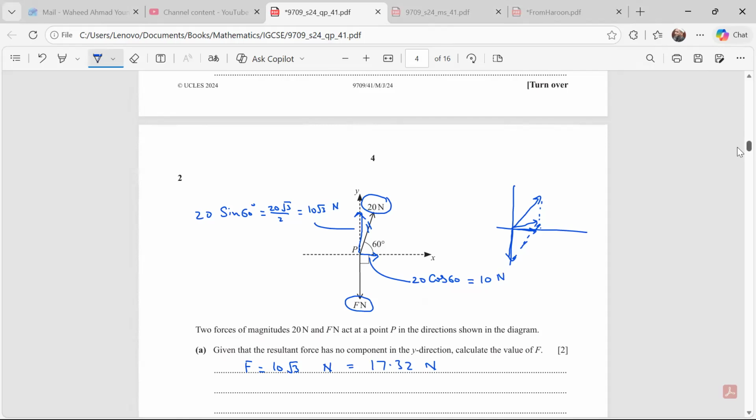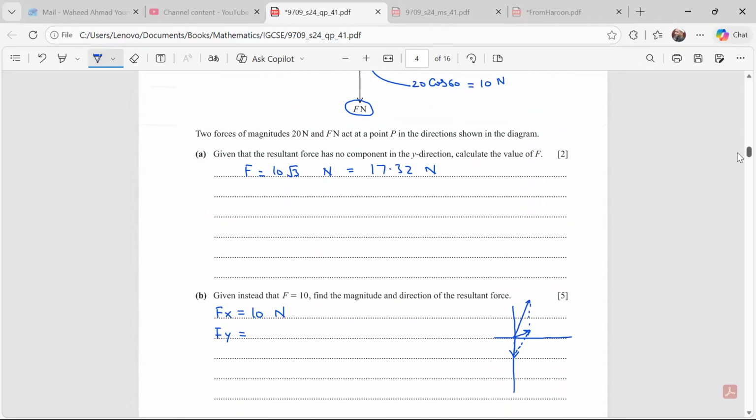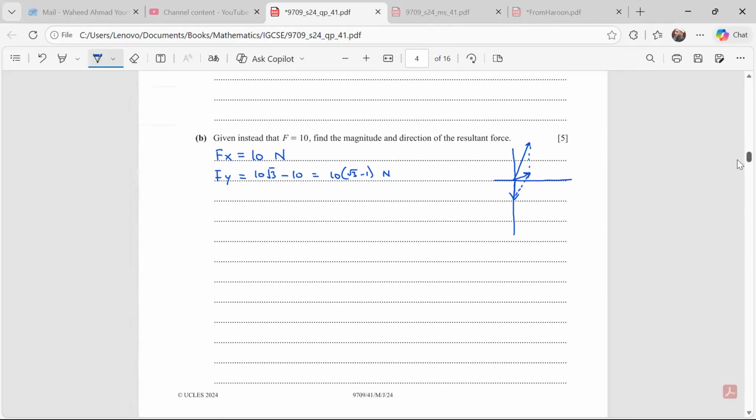So the vertical component is 10 under root 3 and the downward component is minus 10 newtons. Am I right? Yes. So I can write it as 10 times (root 3 minus 1) newtons. Okay, so I need to find the resultant of these two forces.